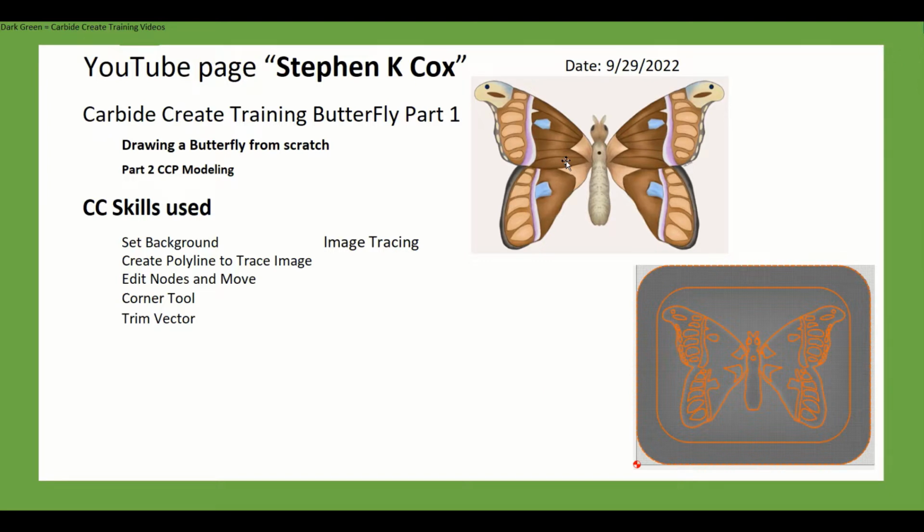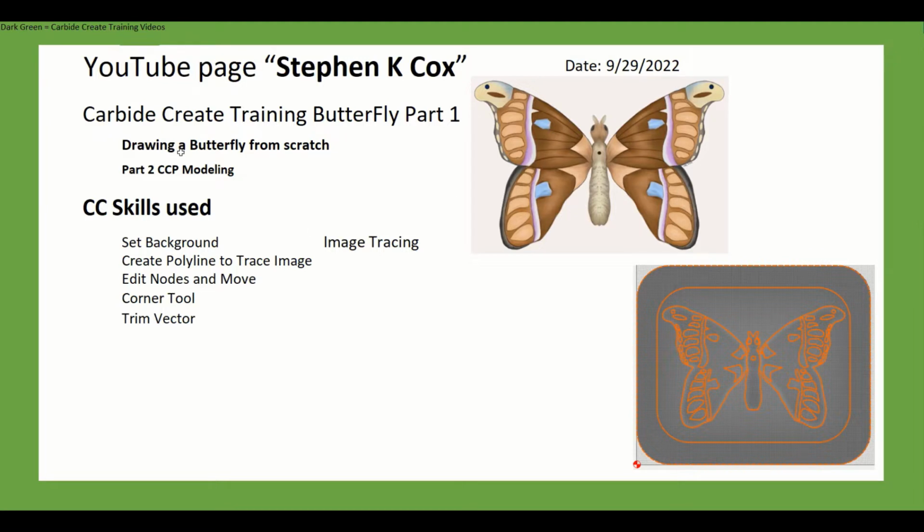So what we're going to do is basically have two parts of video. In this one we're going to use Carbide Create training to draw the butterfly. And then we're going to have a part two, which is going to use Carbide Create Pro to model the butterfly in 3 dimensions. So this is actually a 3D model over here, but it does show the orange line is the Carbide Create drawing.